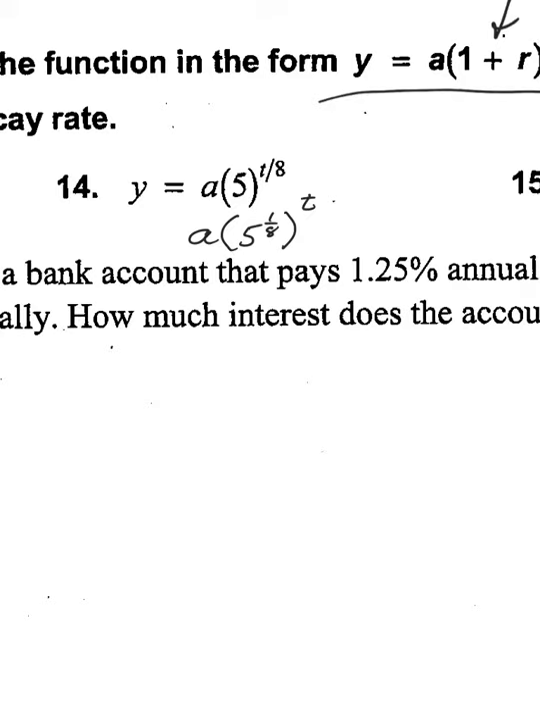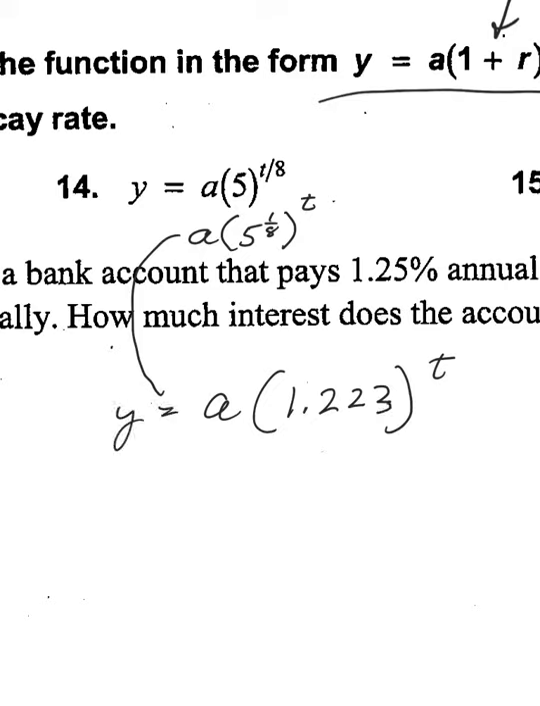To get t by itself, I need to remove the 1 over 8, and then I put that in my calculator. When I put that in my calculator, can you guys do that really quickly? 5 to the 1/8? I'm going to have to do this down here. You guys have space for this. So now this becomes a times 1.222, or rather 1.223, because you round it. Now I've got a times 1.223 to the t.